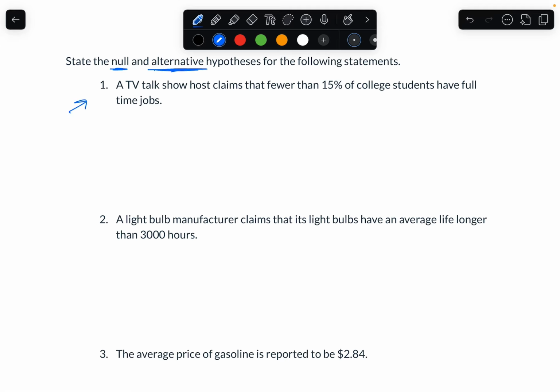Number 1 says, a TV talk show host claims that fewer than 15% of college students have full-time jobs. Now, in general, I tend to think it's going to be easier to start with the alternative hypothesis. This is actually what I'm going to start with first, because this should usually show up as a claim that's being made. Usually in these hypothesis testing questions, somebody's going to either ask a question or they're going to make a claim. So in this case, we're actually using that word claim. We're saying fewer than 15% of college students have full-time jobs. So I want to talk about the percentage of college students that have full-time jobs.